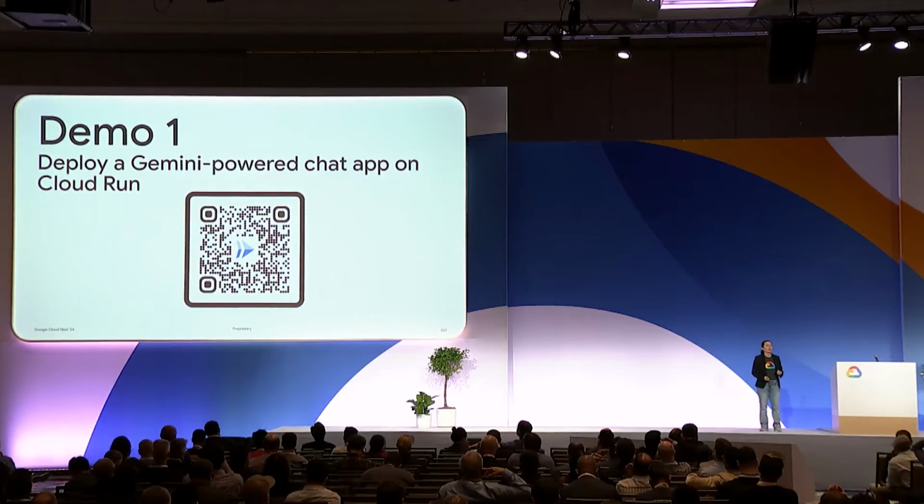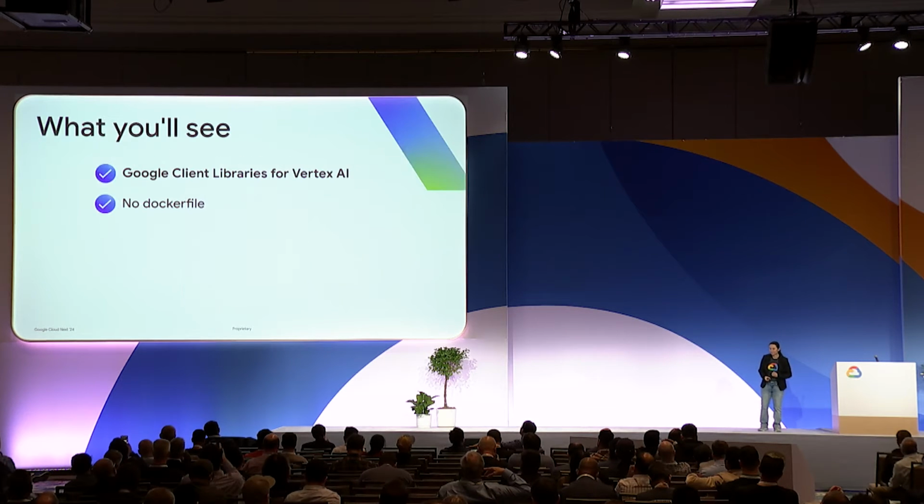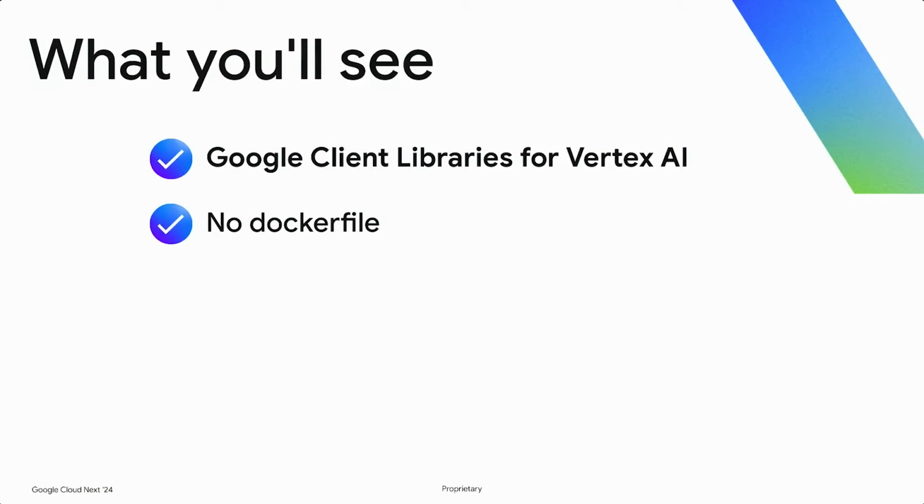OK, so I'm just going to still be with slides, and we'll go over an overview of Demo 1. All right. So in Demo 1, you're going to see how you can deploy a Gemini-powered chat app on Cloud Run. So you're going to see 2 things. You're going to see how you can use the Google Cloud Client libraries to handle authentication to Google APIs automatically for you. And second, you're going to see how you can deploy to Cloud Run without a Docker file.